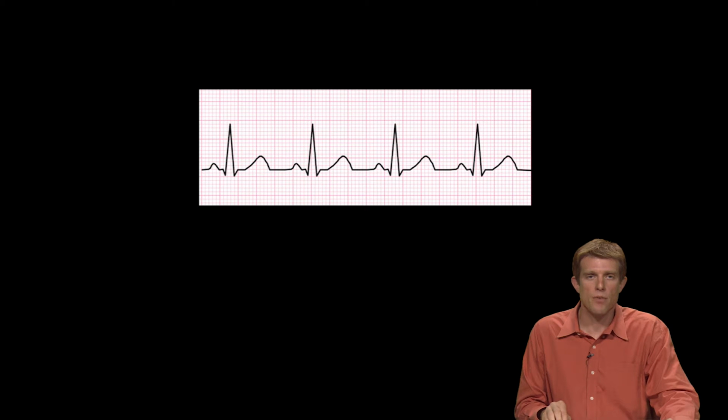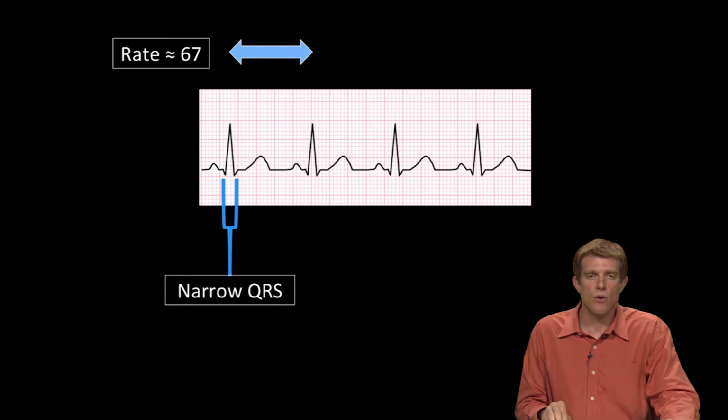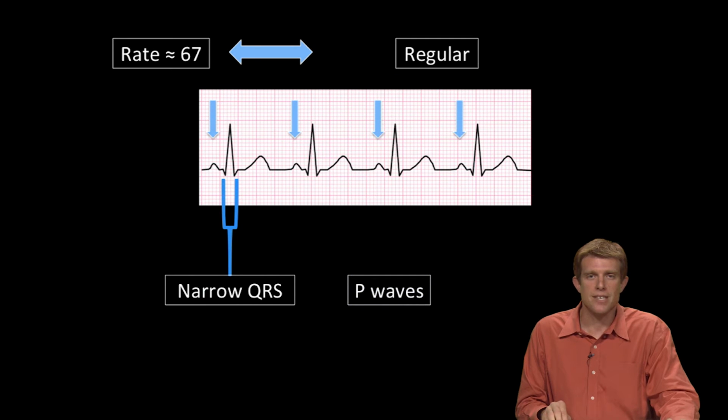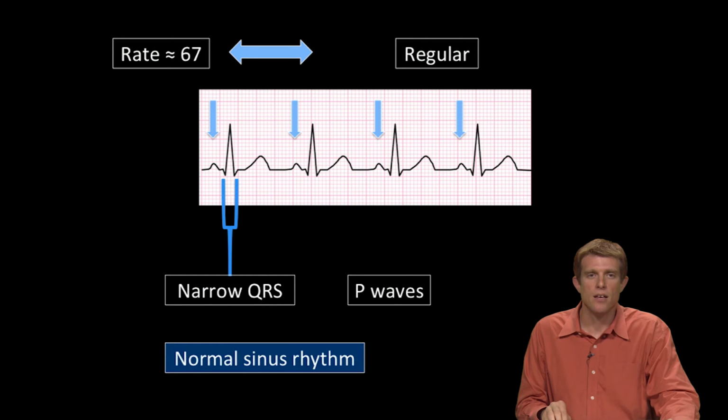We get a rhythm strip off the monitor, and we look at it, and we want to determine if there's any high risk or potentially life-threatening causes of chest pain in this patient based on what we see. So if we look, we can see the rate is anywhere from 60 to 70 beats per minute, and that the QRS complex is narrow. The QRS complexes are evenly spaced and regular, and there are P waves preceding every QRS complex. So if we had to make an estimate, we would say that this patient is in a normal sinus rhythm.